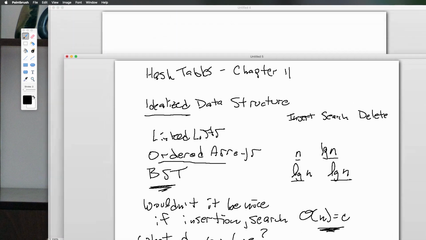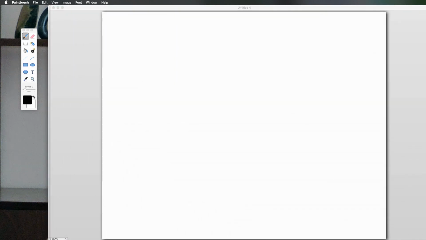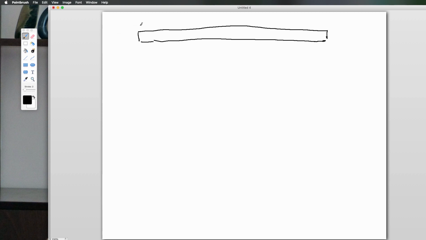So let's go to a new slide. The idea here is that maybe we have some complex record. And maybe over here there's a name. And maybe over here there's a GPA. Maybe over here there's an address. You get the idea. There are a bunch of fields here. And what we're going to do is pick a certain field. I'm going to come over here and pick name. And we're going to call that the key field.